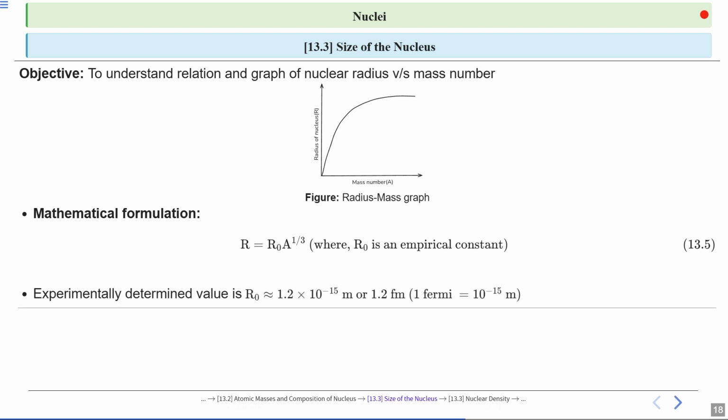Experimentally, the value of R naught is found to be 1.2 times 10 to the power minus 15 meters, which is also called 1.2 femtometers or 1.2 Fermi. Remember, 1 Fermi is equal to 10 to the power minus 15 meters.